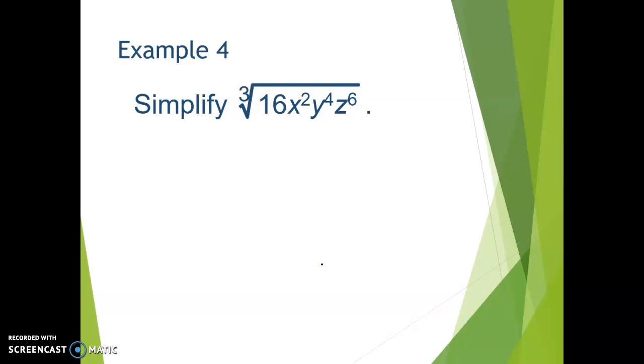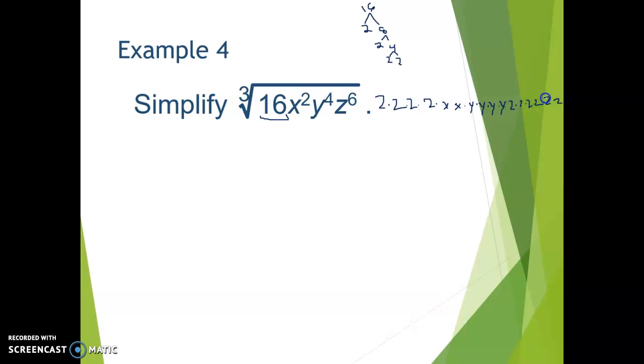All right, let's try the cubed root of 16x squared, y to the 4th, z to the 6th. Again, if you see a perfect cube inside the 16 as a factor, you could go ahead and skip to that step, but we're going to do prime factorization. So we have 16 is 2 times 8, and 8 is 2 times 4, and 4 is 2 times 2. So we are left with 2 times 2 times 2 times 2 times x times x times y times y times y times y times z times z times z times z times z times z.